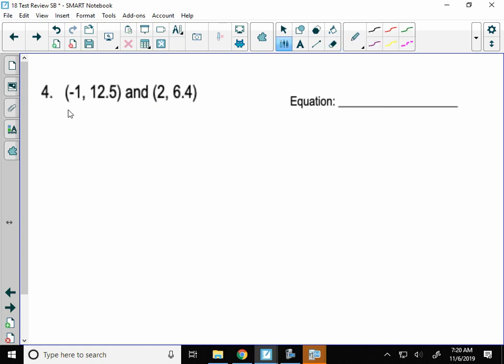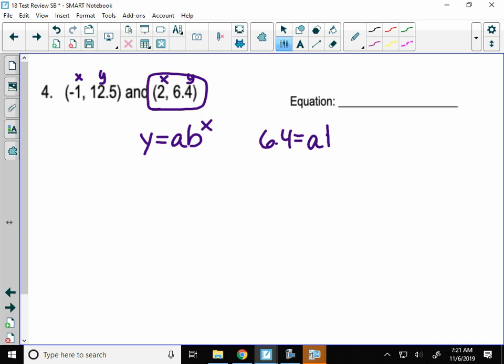My suggestion when you have to set up the system of equations is to always use the ordered pair that has the larger x value on top of your system. It'll just help when you do the dividing. So we're putting both equations into this y equals a times b to the x form with the information we have, the x and the y. So here's my system. I'm going to put y, 6.4, equals, I don't know a, I don't know b, but I do know that x is 2. That x and y go together. I guess I should put 2 there.